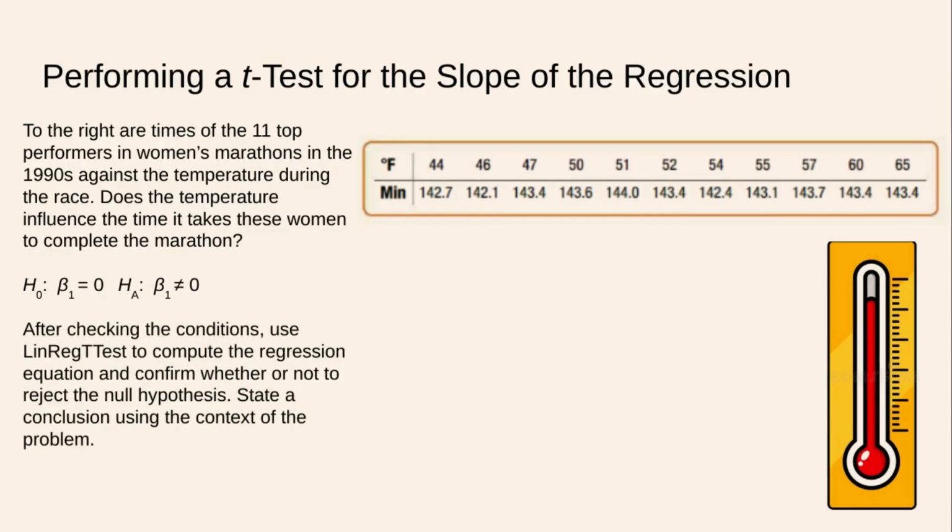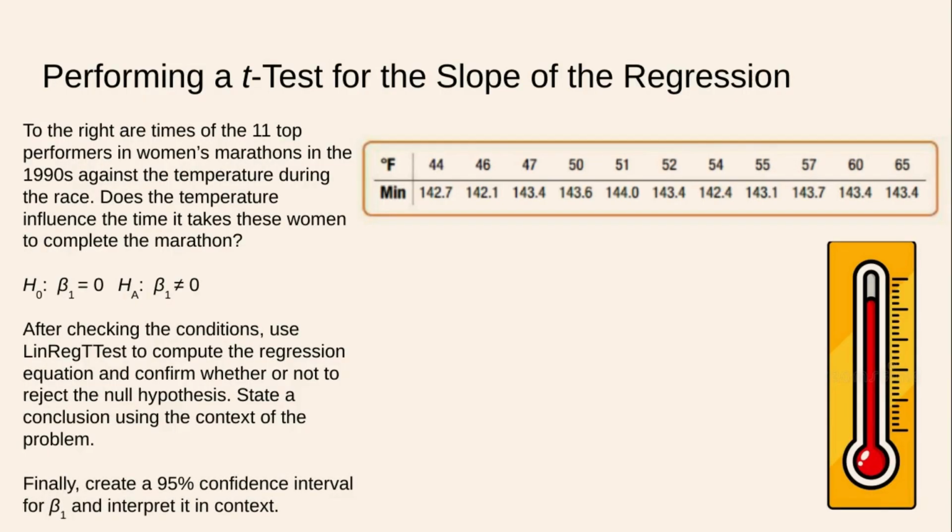We need to check the conditions before we use LinRegTTest to compute the regression equation and confirm whether or not to reject the null hypothesis. We are going to state a conclusion using the context of the problem after that. And finally, to top it all off, we're going to be creating a 95% confidence interval for beta 1 and interpreting it in context.